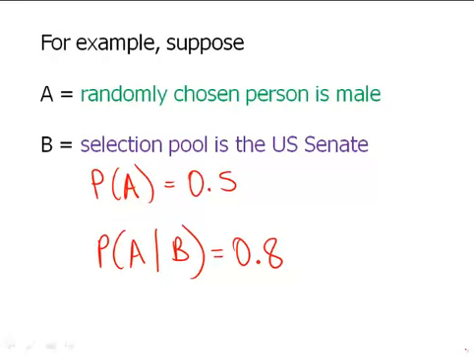There are many, many more men in the Senate, and this is why the conditional probability is different from just the probability of A. Another way to say that is, this is why these two events are not independent, because one changes the probability of the other.